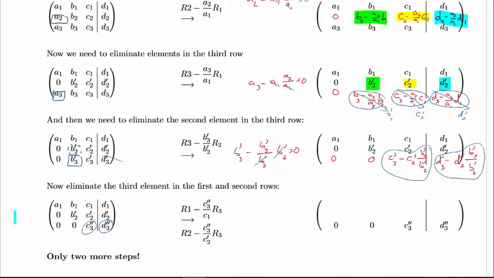Now we're going to eliminate two different elements in this next one. We want to eliminate this element here, and then we're going to eliminate this element right here. So we'll look at this green one right here, and then we're going to have the orange one right here.